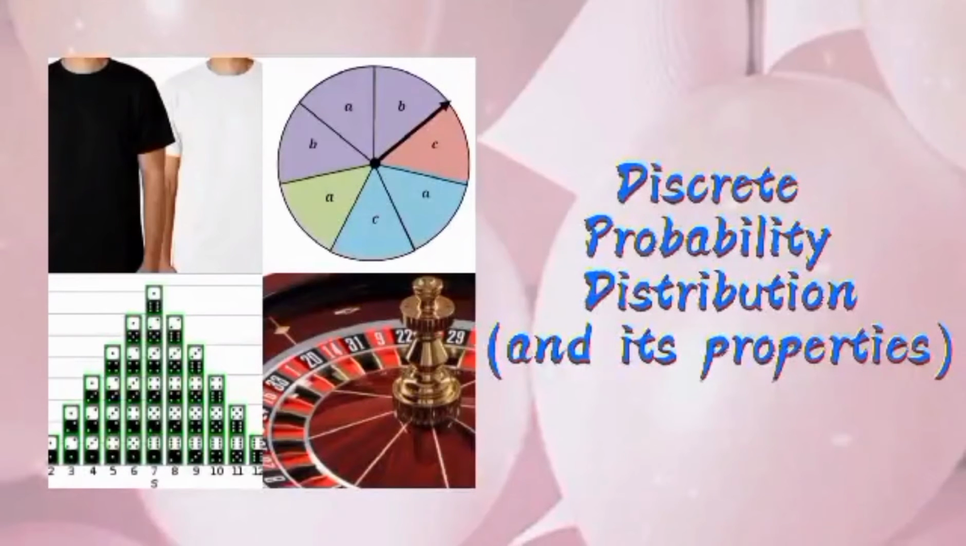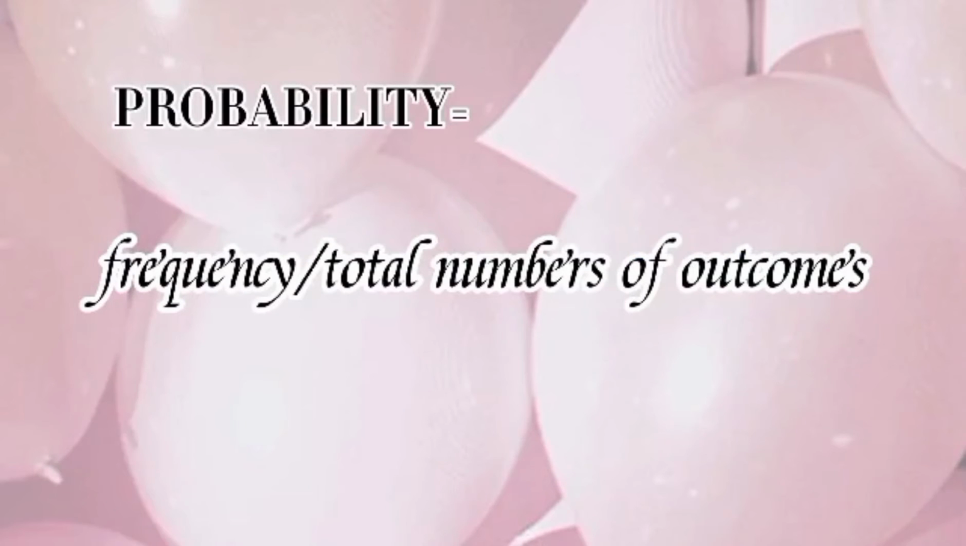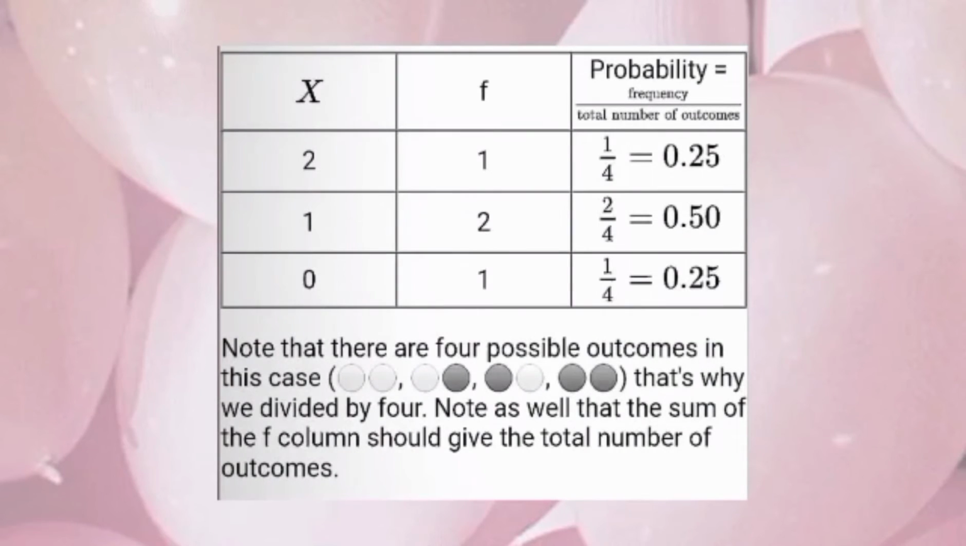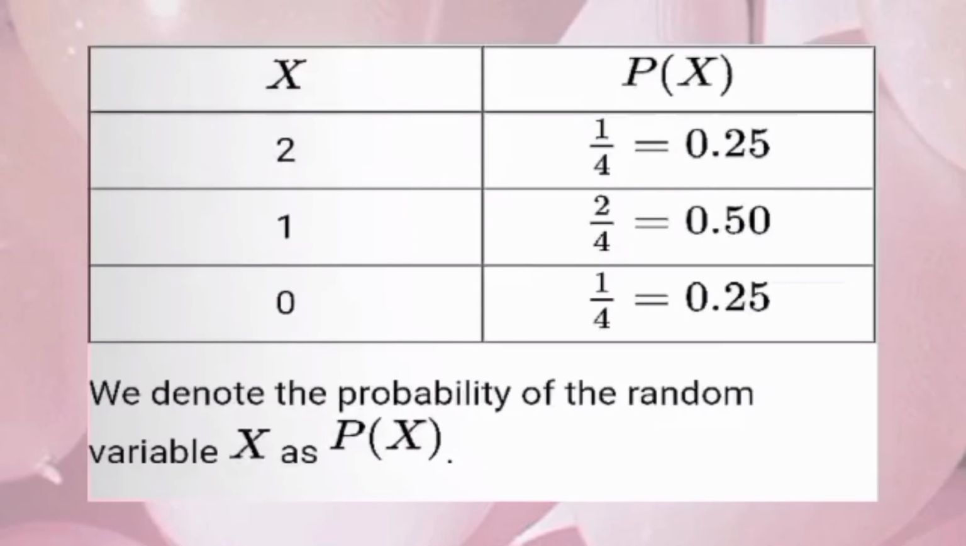Discrete probability distribution. Remember that probability is defined as the ratio between the number of outcomes and the total number of outcomes. Thus, probability is equal to the frequency of variables divided by the total number of outcomes. We're going to use this example where the first variable is the times where the white shirt has shown once. The second one is the frequency where the white shirt has shown twice, and the last is the frequency where it hasn't shown. We can now disregard the second column.